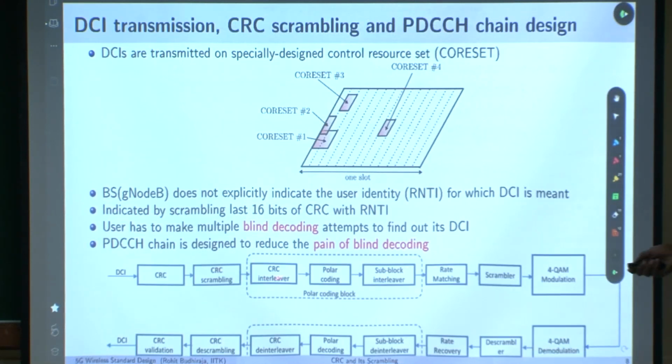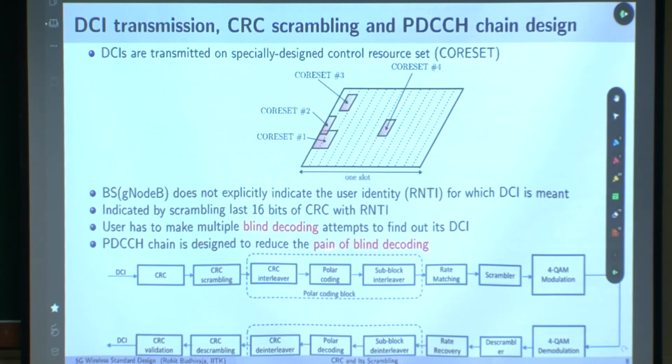I'll bring it back to you. What are we doing here? The same chain. I brought it back just to tell you about all these modules. The CRC interleaver is the first thing we'll see, and how it is designed so that it can do something called early termination of polar decoding. It doesn't even decode the DCI completely. That's how the CRC interleaver is designed, and we are going to see that.